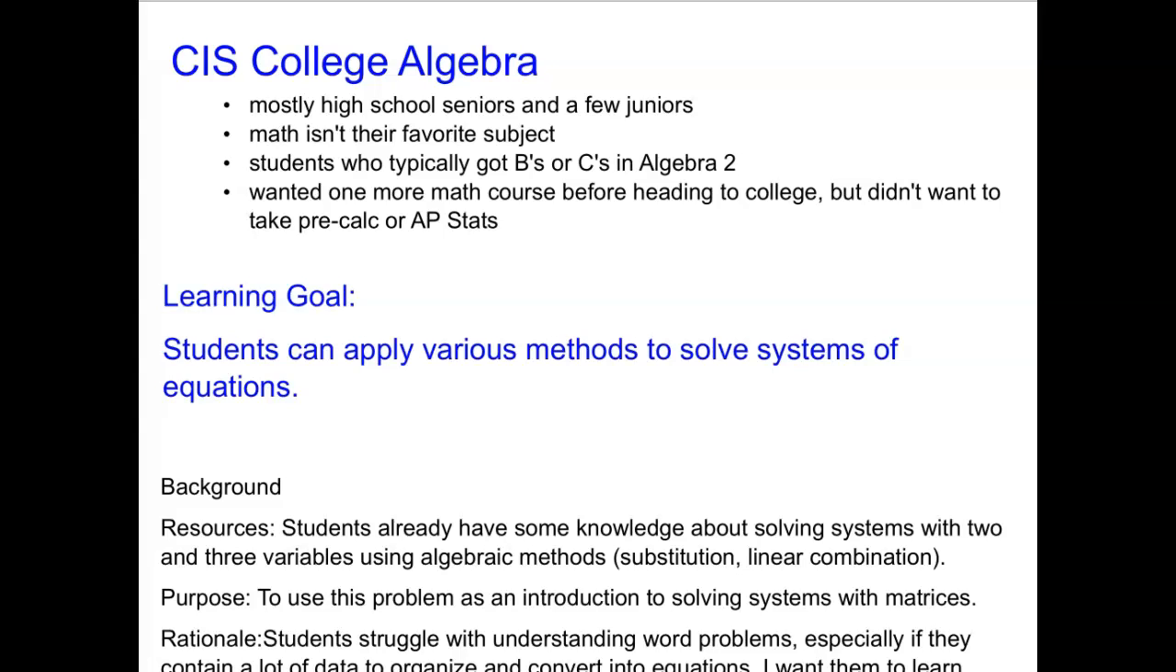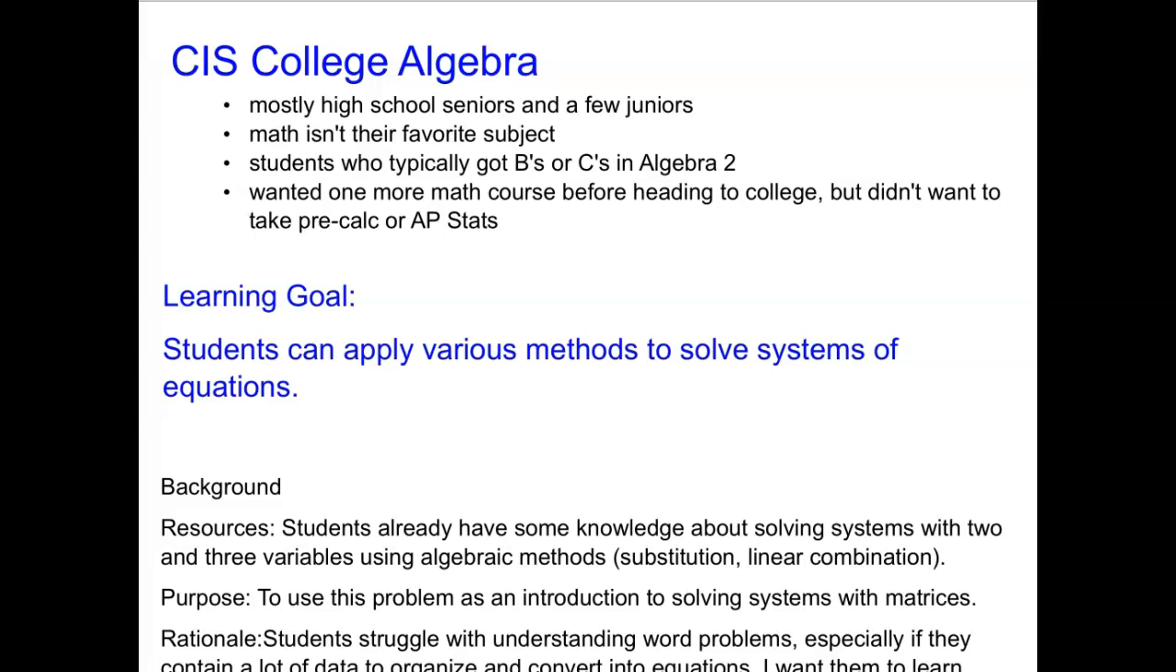The class I selected for my problem-solving activity is my College in the Schools college algebra class. The class contains mostly high school seniors, but it does have a few juniors as well. For most of them, math is not their favorite subject. They typically have gotten B's and C's in Algebra 2.